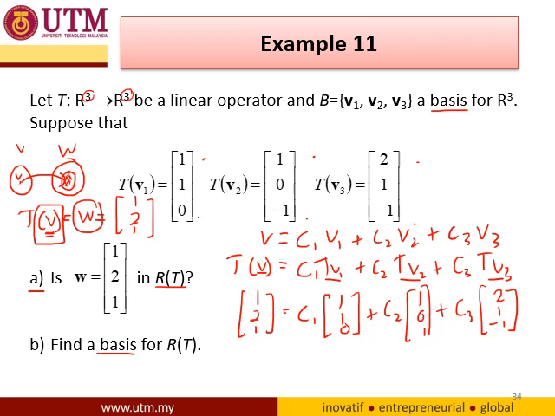So we need to solve this equation in order to find our C. If we find a value for the scalar C, then we can say W is in the range of T. But if you cannot find the value for C, then it is not in the range. Alright, let's look at how to answer this.